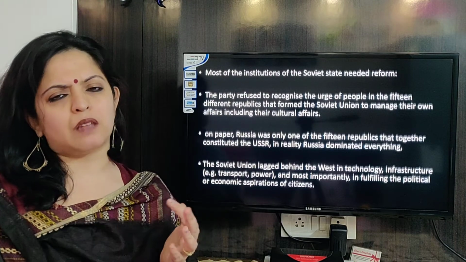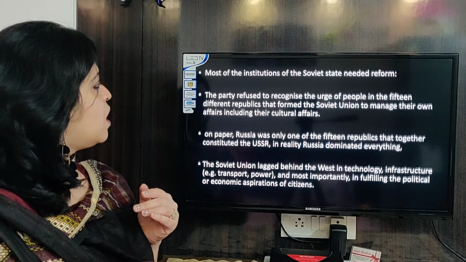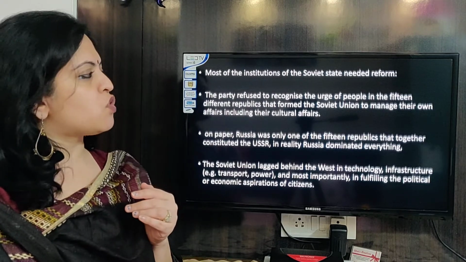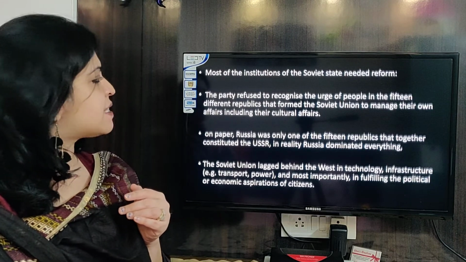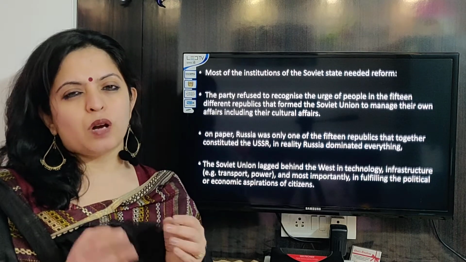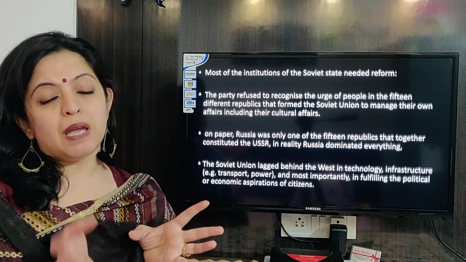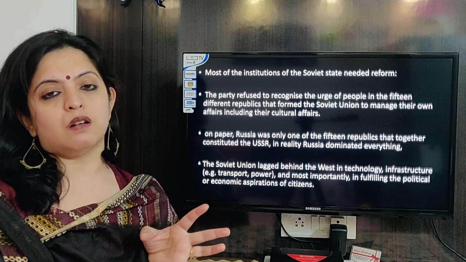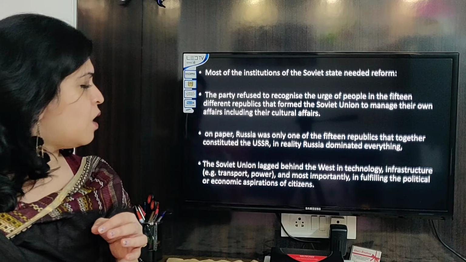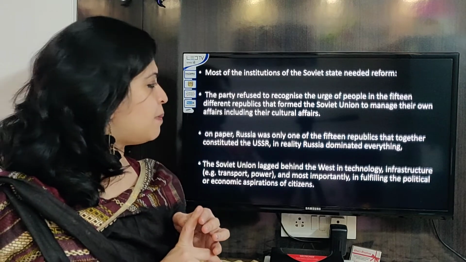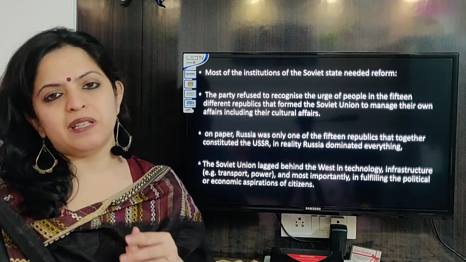Why? Because though the things were going on fine, they did not have a very good say in the government. The party refused to recognize the urge of the people in the 15 different republics that formed the Soviet Union to manage their own affairs, including their cultural affairs. तो गवर्नमेंट बहुत ज्यादा राइट्स नहीं देना चाहती थी लोगों को, so that the people did not get involved in the decision making process. On paper, Russia was only one of the 15 republics that together constituted the USSR, but in reality, Russia dominated everything.